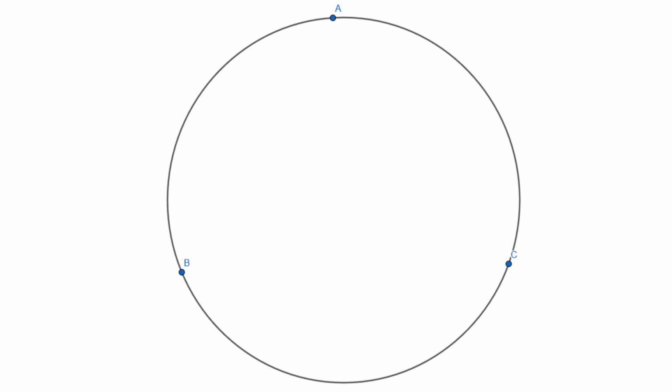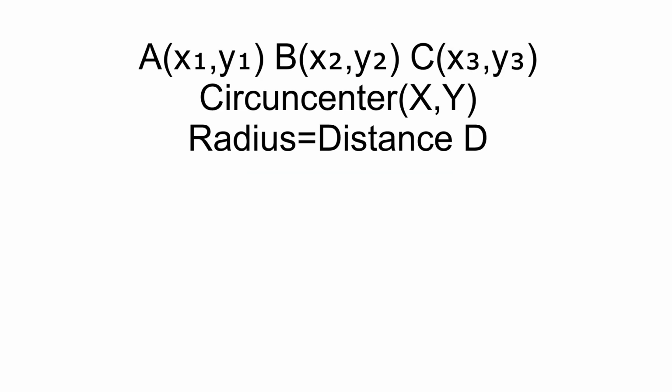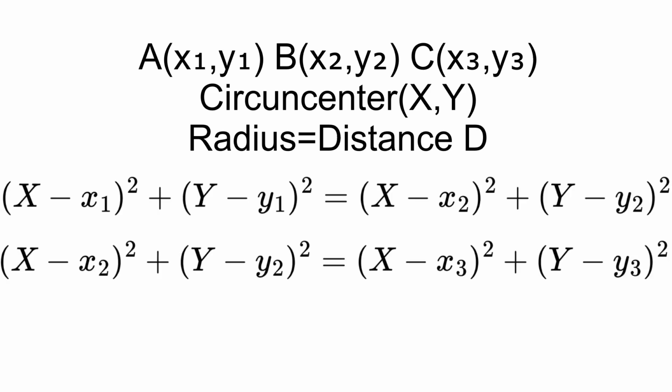First, we need the circumcenter of the triangle formed by the 3 points you choose, which is the center of the circle. If the 3 points have coordinates (x1, y1), (x2, y2), and (x3, y3), the circumcenter's coordinates, uppercase X and uppercase Y, are given by these equations. The radius of the circle is the distance d from the circumcenter to one of the 3 points (x, y), which is given by this formula.